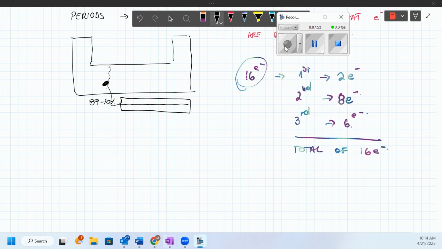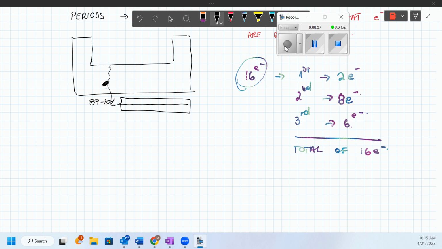Now, every element that is on the same period, and the periods are 1, 2, 3, 4, 5, the horizontal rows, has the same number of shells. So if we are on period 3, which starts with sodium, magnesium, and then goes to aluminum, silicon, phosphorus, and so on, the number of shells that those atoms have is 3. So you can distribute the electrons that those elements have only on the 3 shells, in 3 drawers, per se.